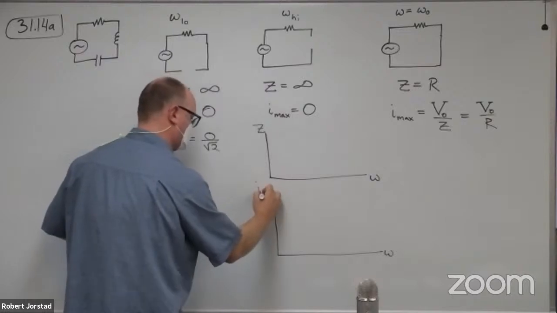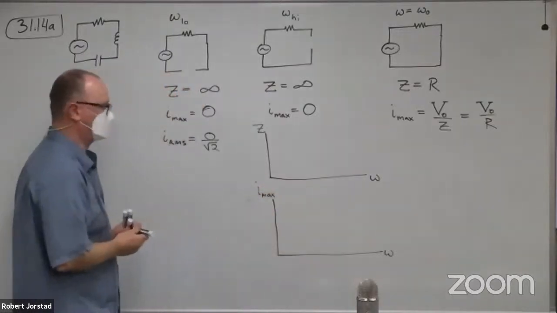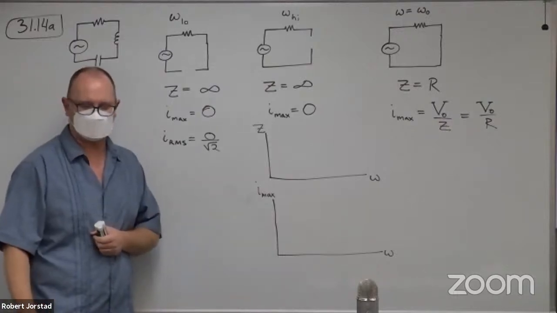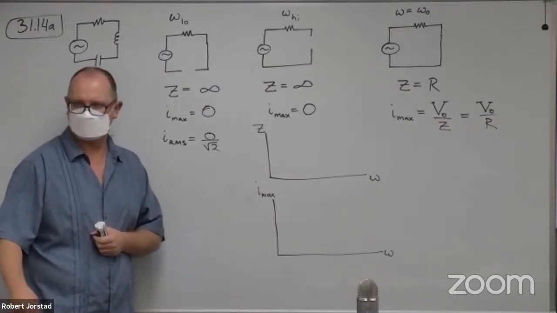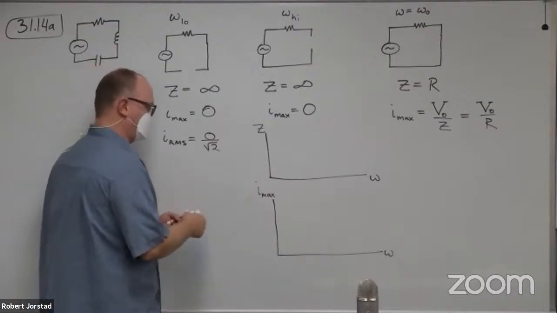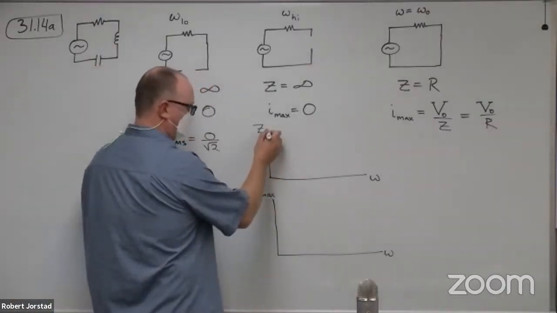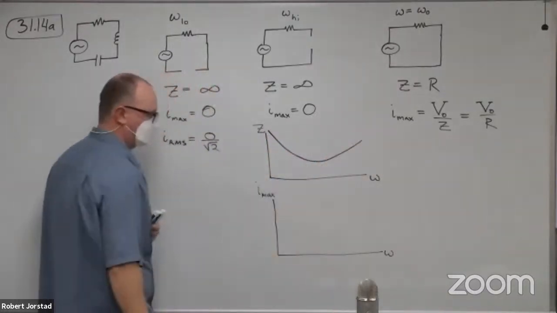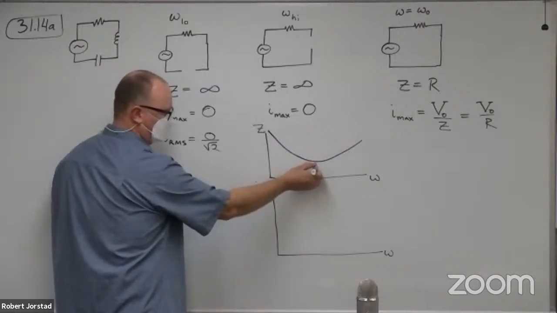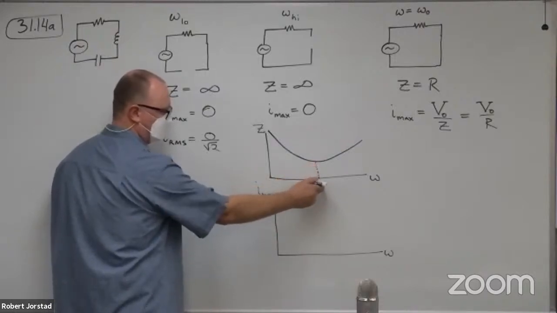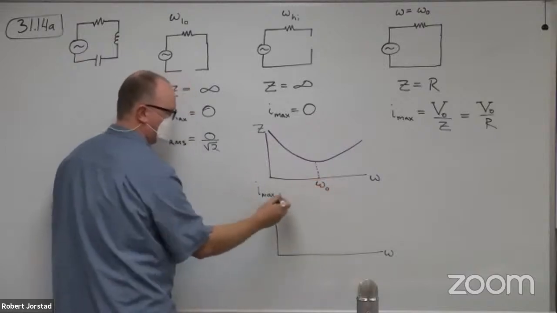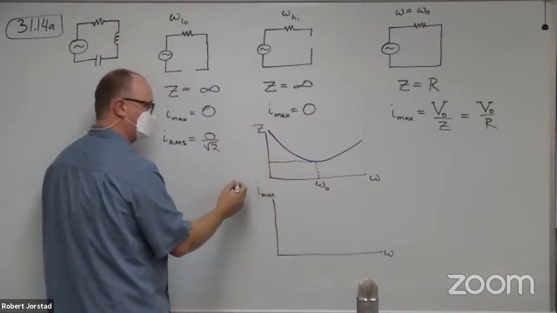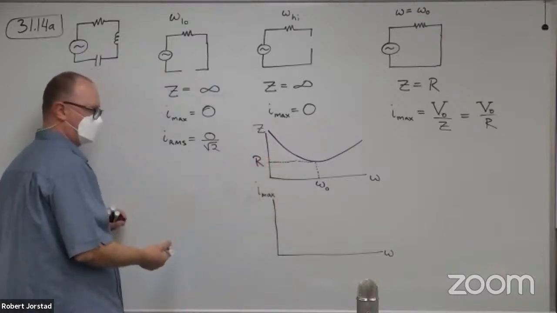I want to make a plot of Z versus omega and Imax versus omega. Okay. What does Z versus omega look like? Show me with your finger. Do you agree it's going to go here and get to some minimum and then go back up and kind of creep like this? What's the special frequency called on this frequency axis? Omega naught, resonance. What's the special value over here on this axis? R. This is exactly what we discussed at the start of class.